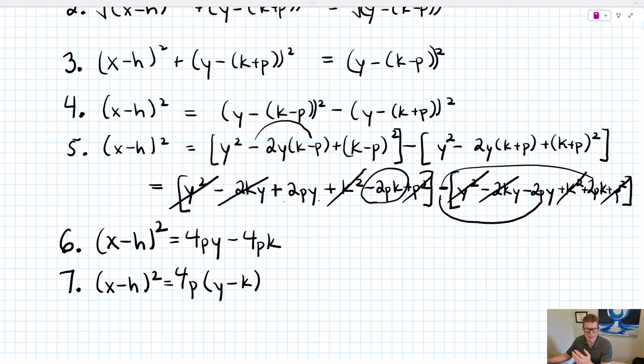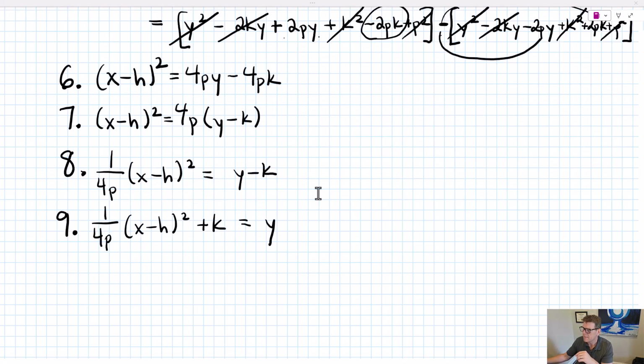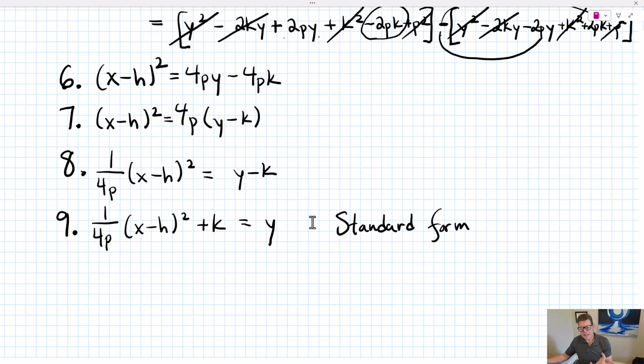Then I'm going to factor out 4p from the right-hand side, and that's going to give me 4p times y minus k. I divide by 4p to both sides, and I get 1 over 4p times x minus h squared equals y minus k. And then I add over the k, and that gives me my standard form. The form that you're going to see quite often when you're going through and graphing parabolas or writing up parabolas. So this is going to be our standard form.